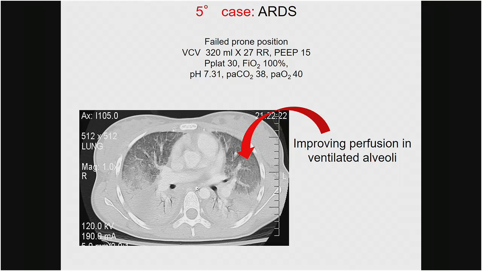So we have another case, the fifth case of ARDS. This patient has severe ARDS and failed prone position, meaning that even in prone position, the oxygenation, the PO2, didn't improve. It remained 40 with 100% of oxygen. So one rescue treatment that you may try in this condition is to try to improve perfusion only in the ventilated part of the lung.